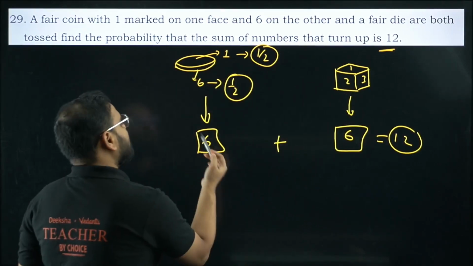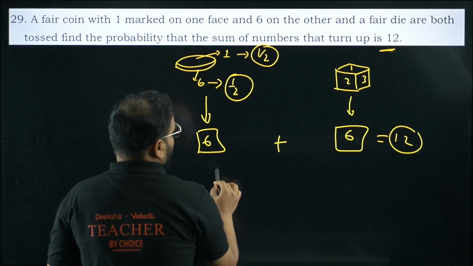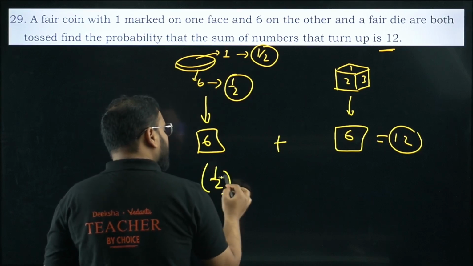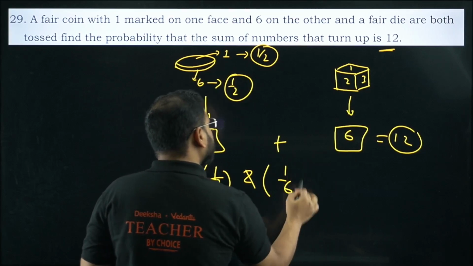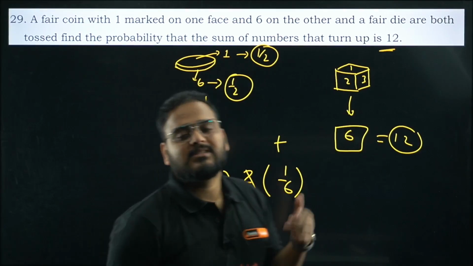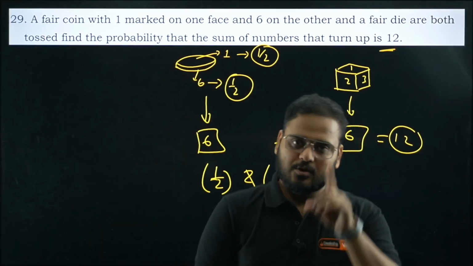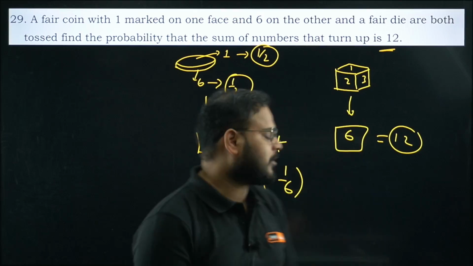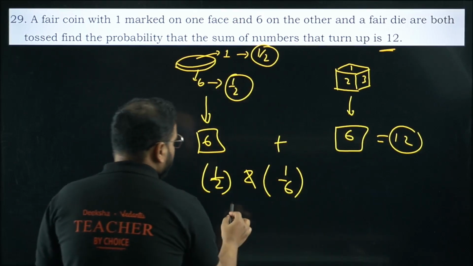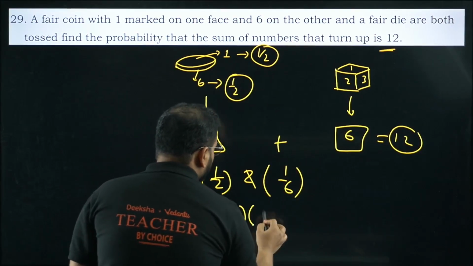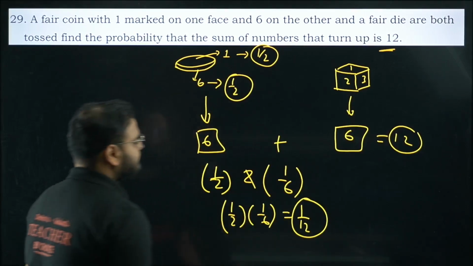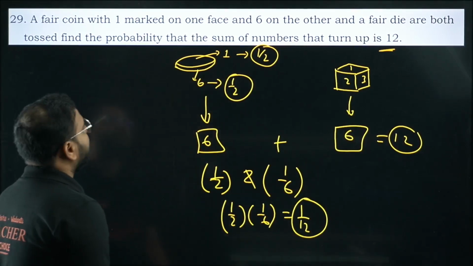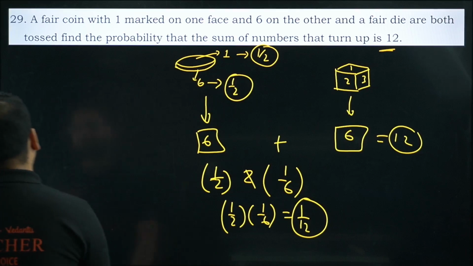The chance of getting this will be 1 by 2. We want both, right? It means and. What about this? 1 upon 6. In a die thrown, the chance of getting 6 is what? 1 upon 6. Only one favorable outcome is 6 out of a total of 6. So 1 by 6. What do I get here? 1 by 12. How much is the answer? 1 by 12 is your answer. Please check. 29th one is done. Let's move on to question number 30.